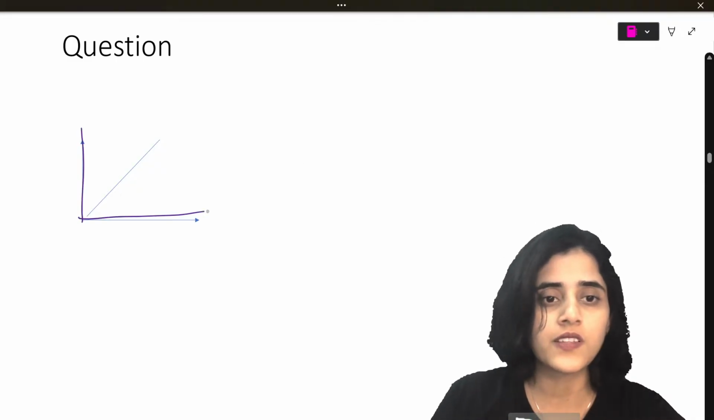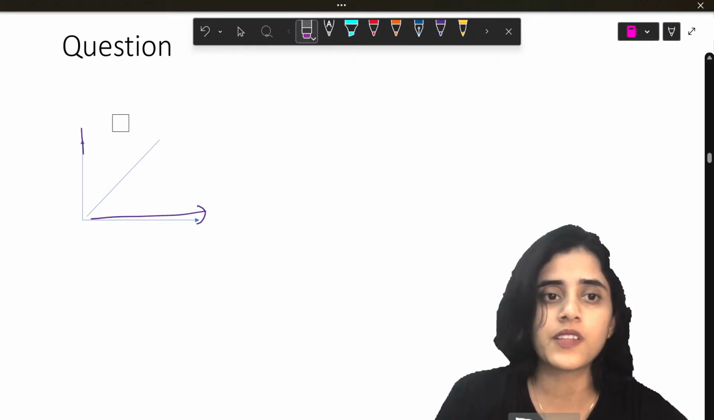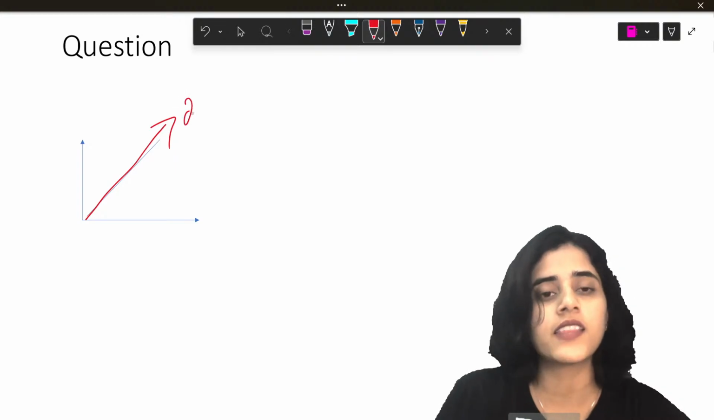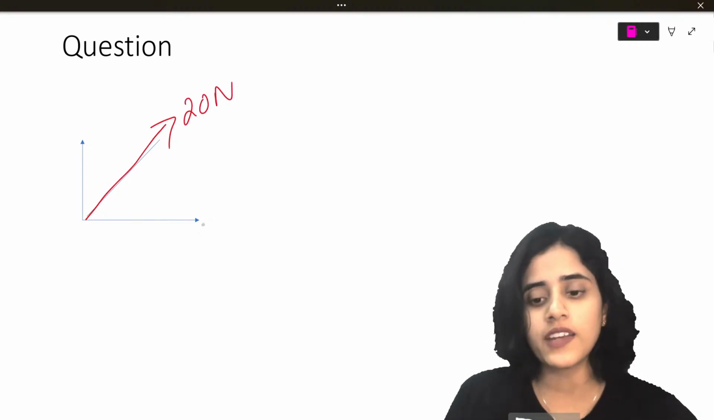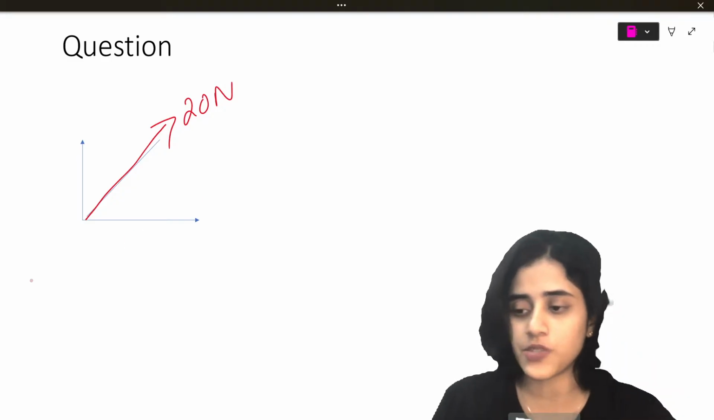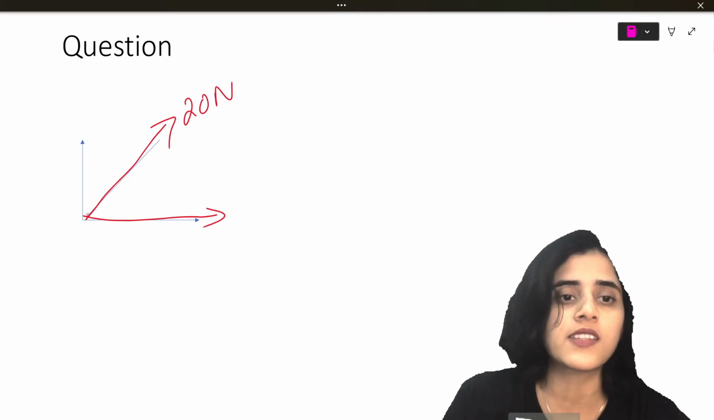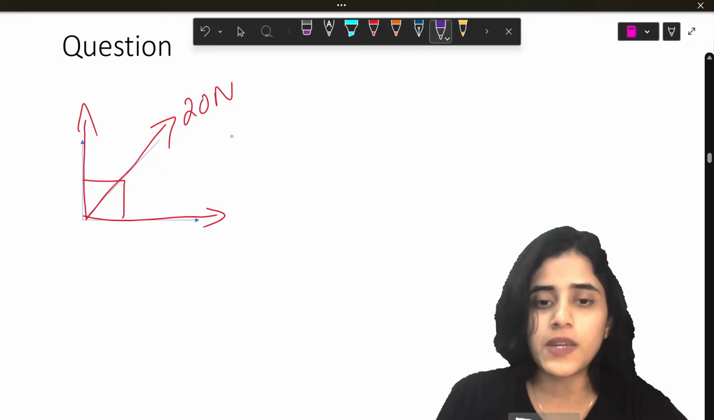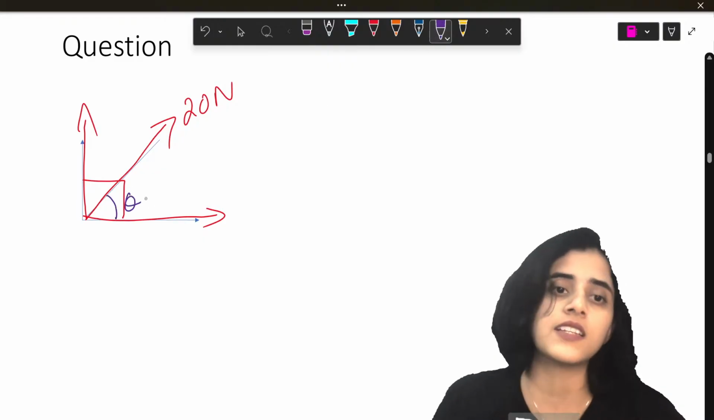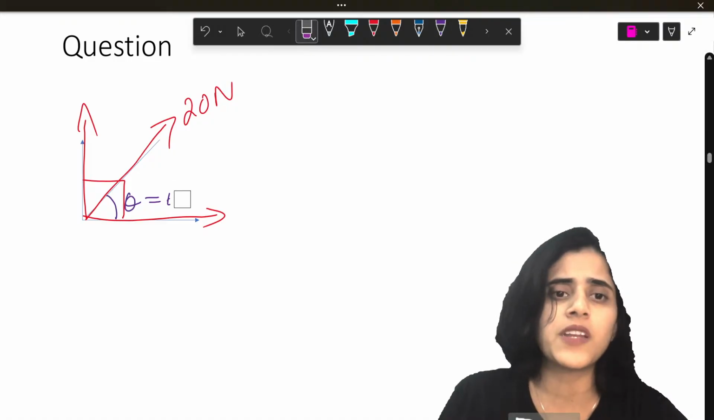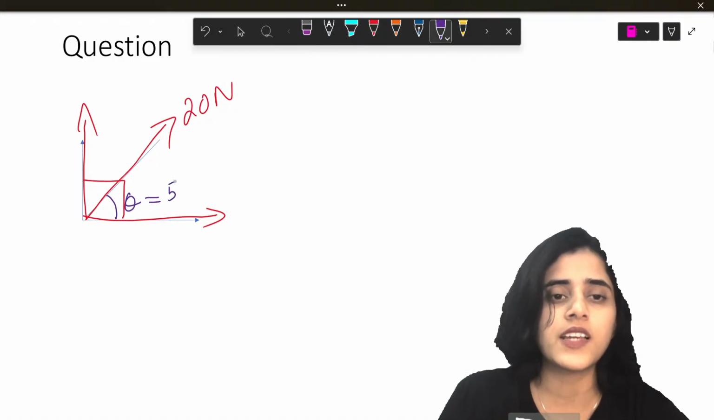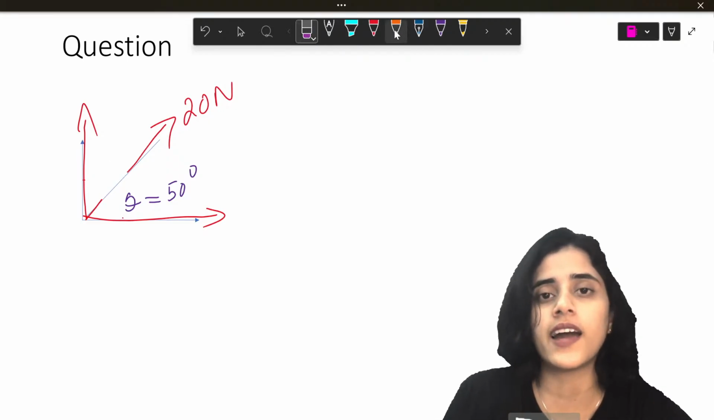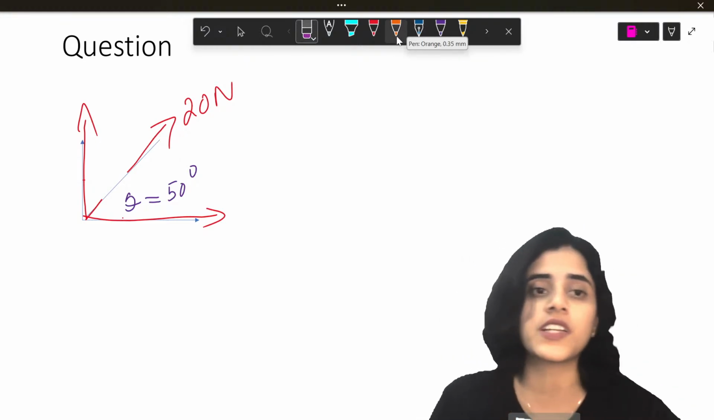Let's say there is a vector of 20 newtons. Find out the horizontal and vertical components. So I will draw two lines perpendicular to each other. Which is my angle? I will say this is my angle theta, and theta is equal to, let's say, 50 degrees. Now find out the horizontal component and the vertical component.